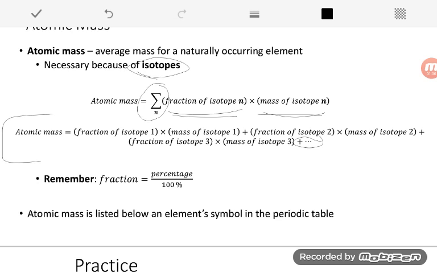If you're given a natural abundance in a percentage, you just have to do that percentage over 100 to figure out what your fraction is. And you can check that you calculated the correct answer, because that atomic mass should be listed below an element symbol in the periodic table, and you can check to make sure that it matches. Alternatively, you can use your calculated atomic mass to actually figure out what element you have by matching it to an element who has that number below it on the periodic table. So let's look at an example.